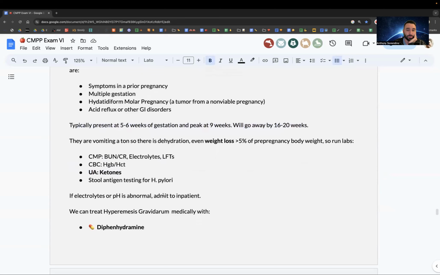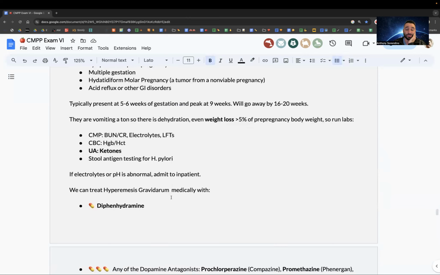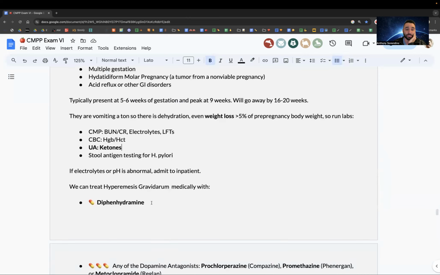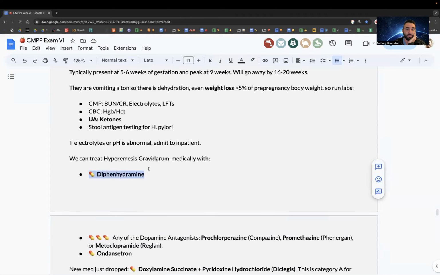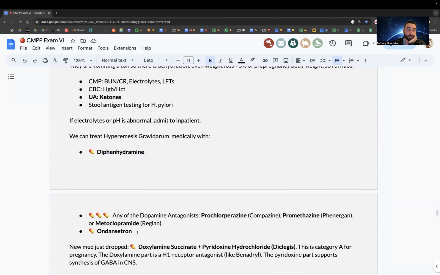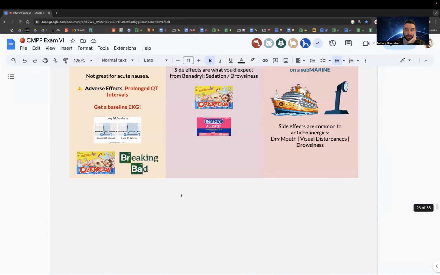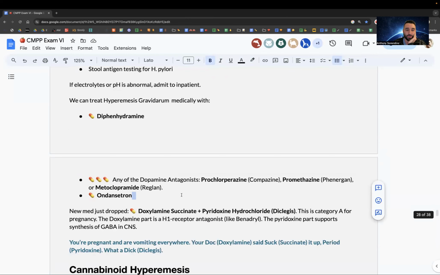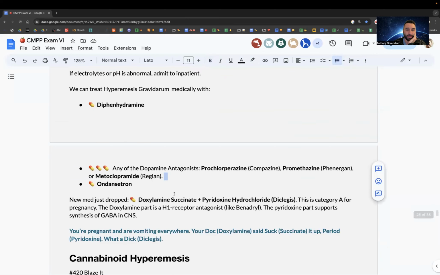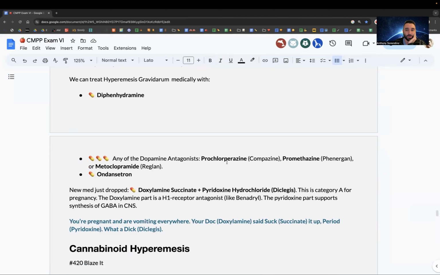And if their electrolytes are abnormal because they're losing a lot of fluid, you can admit to inpatient. And the treatment here, this is going to be really important because the patient is pregnant, is just going to be either Benadryl. Actually, they're all pretty fine. It's the whole roster except for scopolamine, which is the patch. So you can literally give them any of the antiemetics: Benadryl, Compazine, Phenergan, Reglan, or ondansetron.